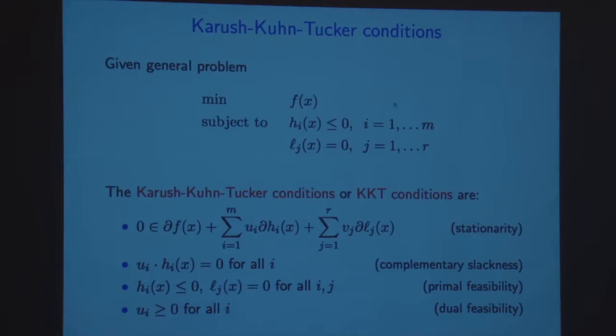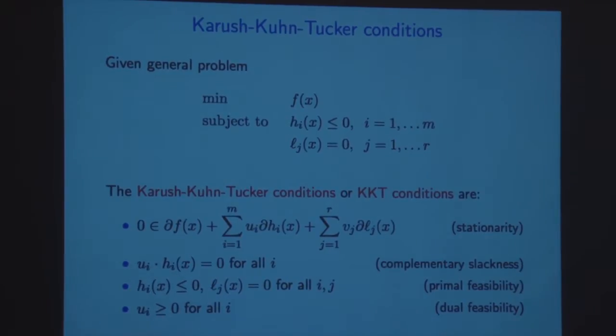But for any problem you could write down, there's an associated set of conditions called the KKT conditions. They stand for Karush-Kuhn-Tucker conditions. So three people. And there are a set of four conditions. The first condition is called the stationarity condition. Let's just read it off, and we'll interpret it in a few slides. It says that 0 has to be in the subgradient of f(x) plus the sum of u_i times the subgradient of each h_i(x) plus the sum of v_j times the subgradient of each l_j(x).